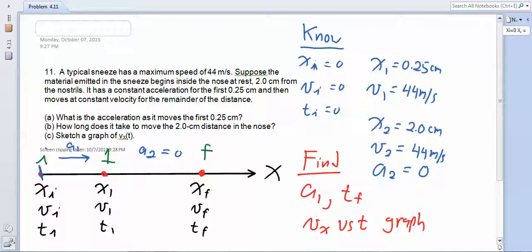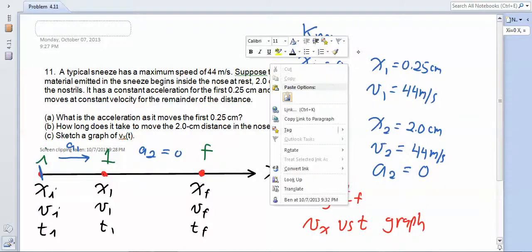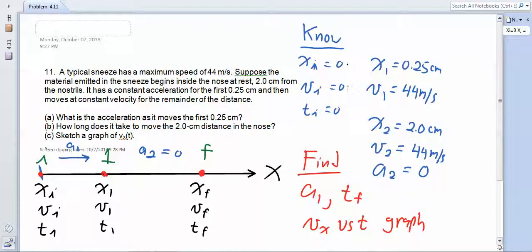So we can use that pictorial representation to make our list of what we know and what we want to find. So we have our initial point, and the initial velocity and the initial time. And then at point 1 we know the position where the acceleration stops and the speed at that point. And then finally, at the final point, we were told that the edge of the nostrils are 2 centimeters away from the beginning point, and in the second part of the motion, the speed remains constant, so that should be V final, not V2, is going to be also 44 meters per second, and the acceleration is equal to 0 for that second part of the motion.